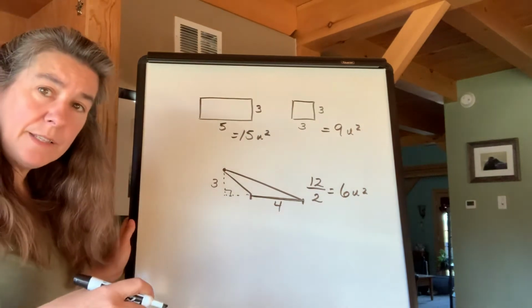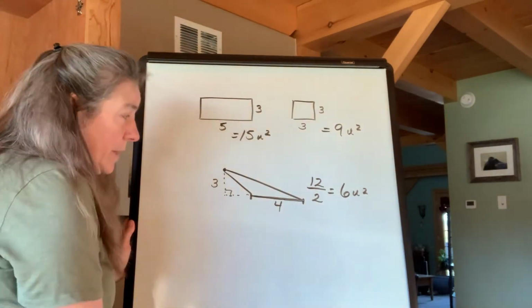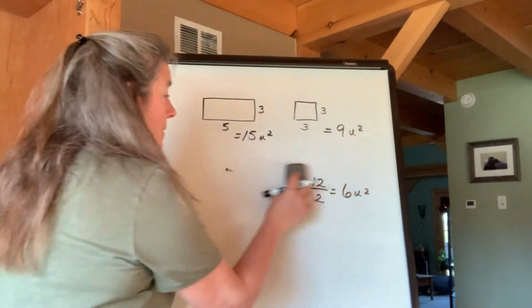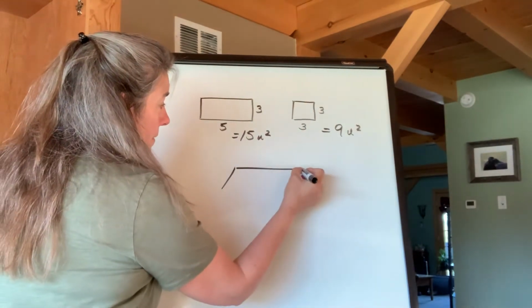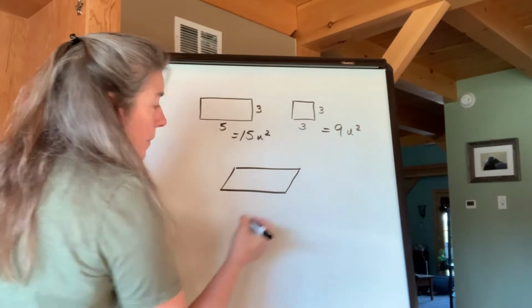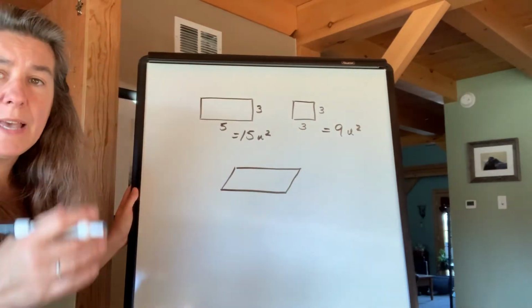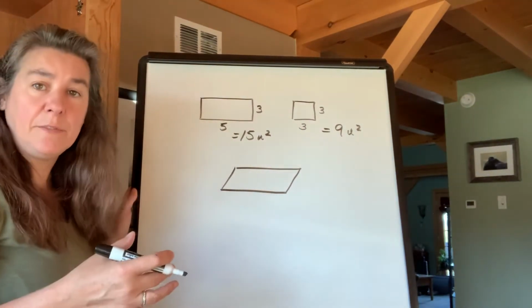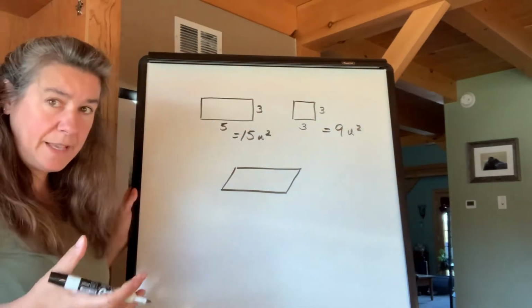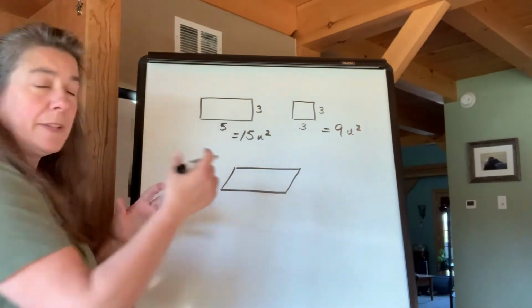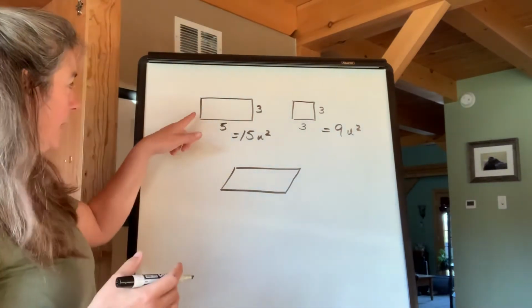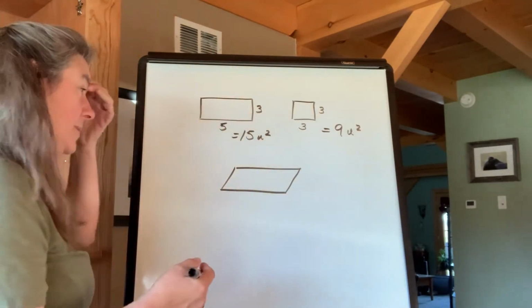So today's work, we're going to extend that a little bit. We're going to go into parallelograms. And the definition of a parallelogram is any quadrilateral with 2 sets of parallel sides. So a rectangle is actually technically a parallelogram, but in this parallelogram, the angles don't need to be right angles. They could be almost anything.